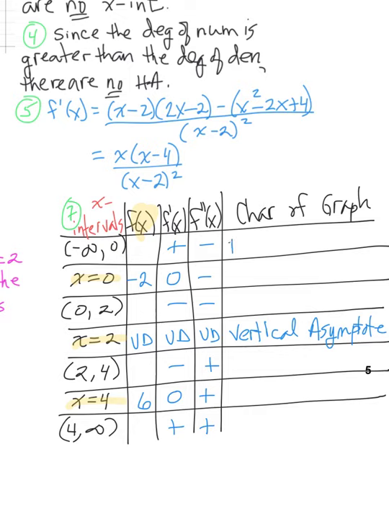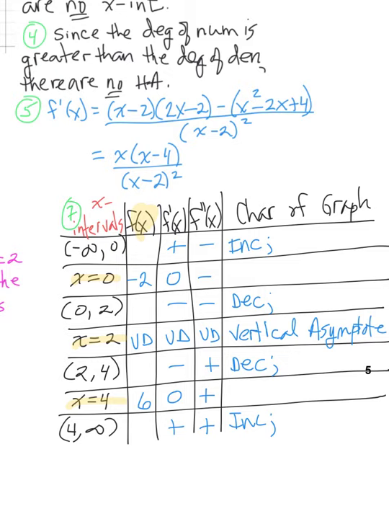So I get increasing. Here I get decreasing. Here I get decreasing. And here I get increasing. Remember, at all of our x equals, we're skipping those because they're either points of inflection, max or mins, or in our case here, a vertical asymptote.